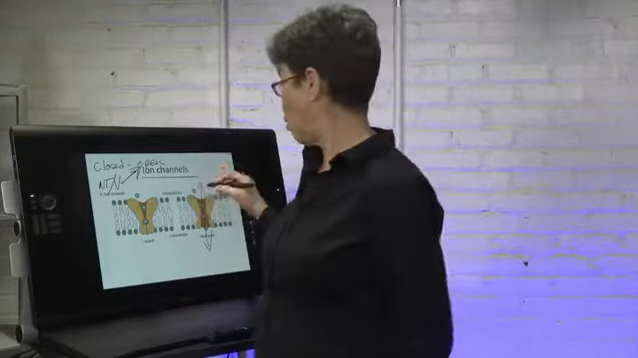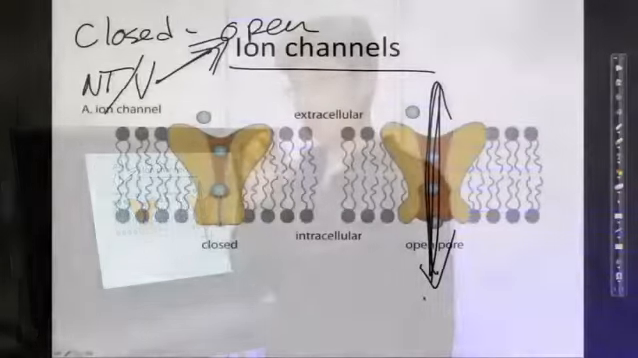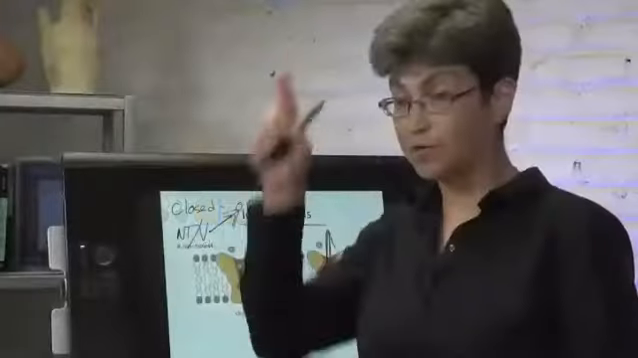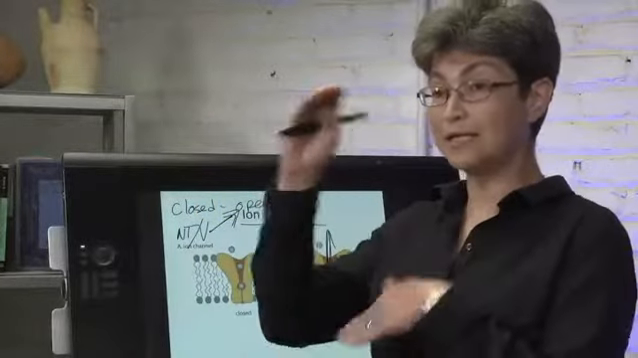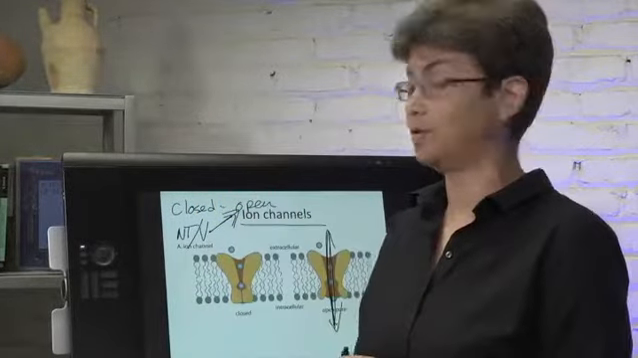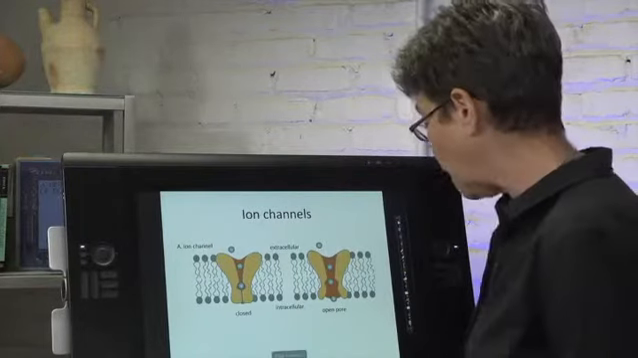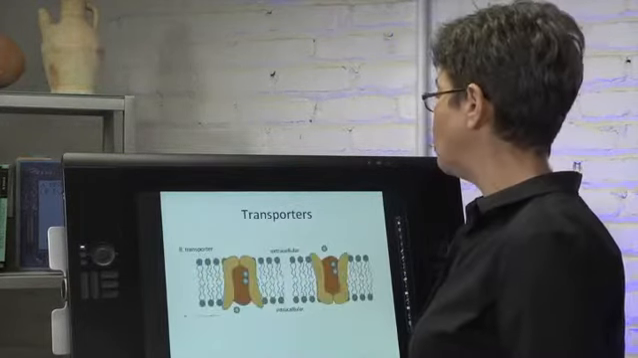But the important thing here is that gating of these ion channels opens a pore that is open, patent, from the outside of the cell to the inside of the cell, from the inside of the cell to the outside of the cell. There is a pore that is continuous, that is connecting the inside and outside of the cell.